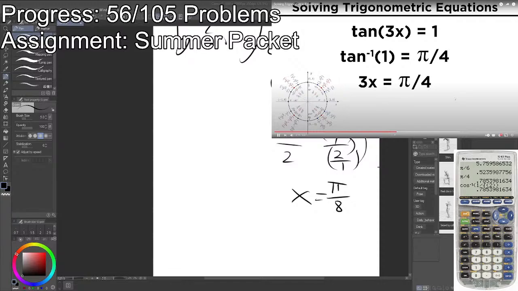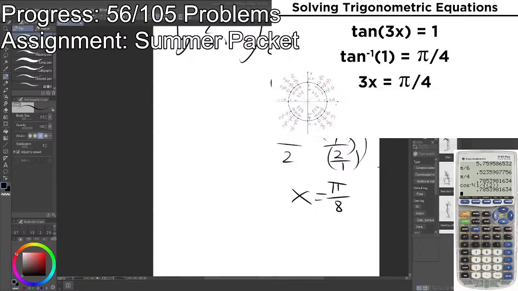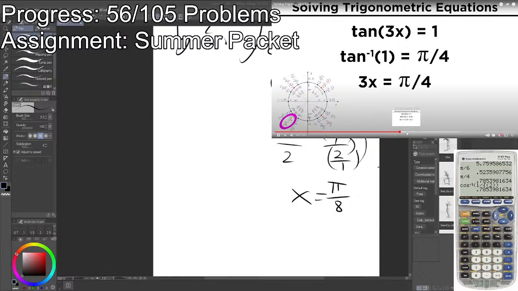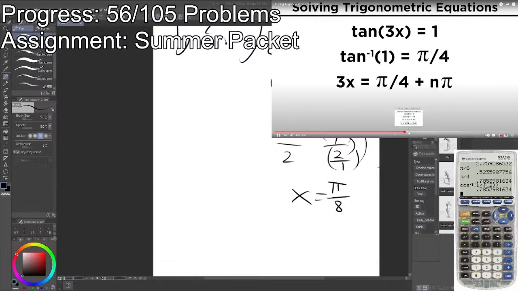equals quarter pi. But is it just quarter pi? If we go to the other side, negative root 2 over 2 divided by negative root 2 over 2 also gives us 1 for the tangent. So 5/4 pi works as well. That means that 3x equals quarter pi plus n pi.